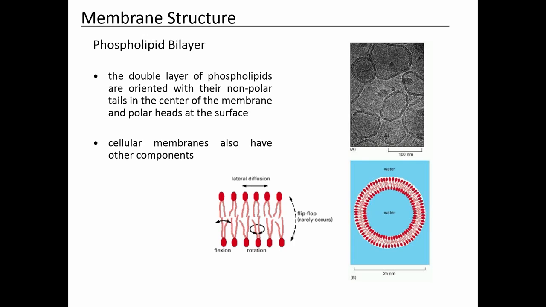And another thing that affects fluidity of the membrane is the fatty acids that are attached to the phospholipid molecules. There are two things about fatty acids that affect the fluidity of the membrane. One is length. What we're going to see is that shorter tails, so phospholipids with short fatty acid chains, make the membrane more fluid.